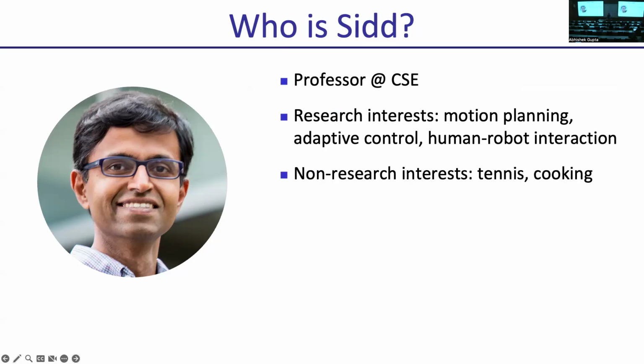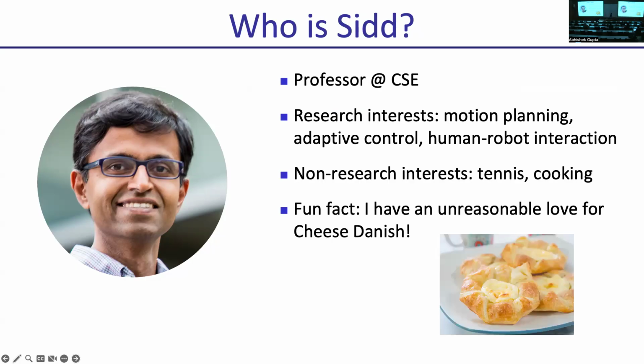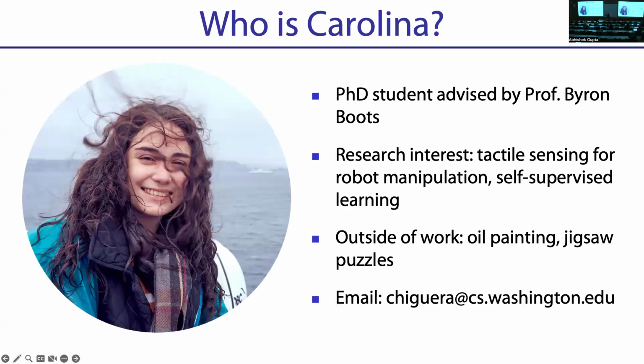He's also a great tennis player, loves cooking, can attest. And if you want to bribe him, cheese Danish apparently is the way. All right, I'll let the TAs introduce themselves. Go ahead, Carolyn.